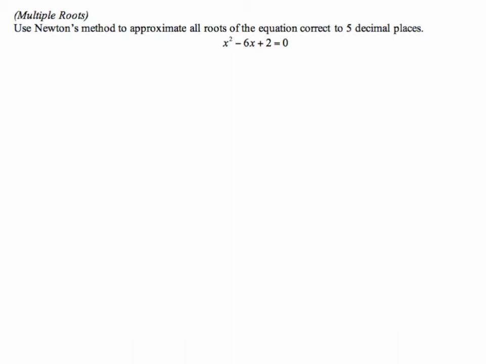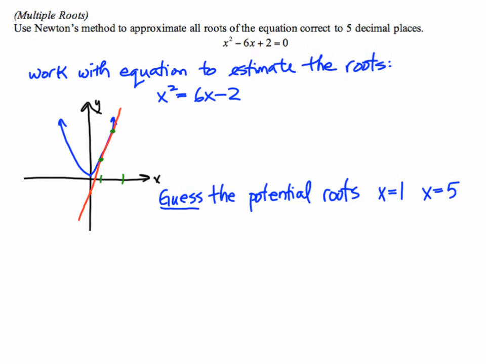And if I separate the equation, x squared equals 6x minus 2, I'll have a parabola going through 0, 0, and a line with y-intercept of -2 and a slope of 6. So it will cross that parabola, and I'm going to guess that the potential roots for the original are at 1 and 5. So I'll be using Newton's method in this question twice.